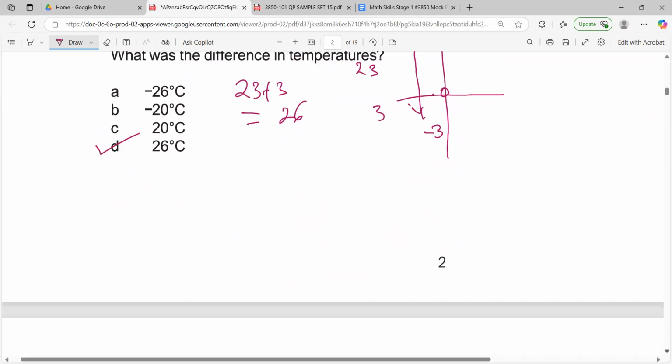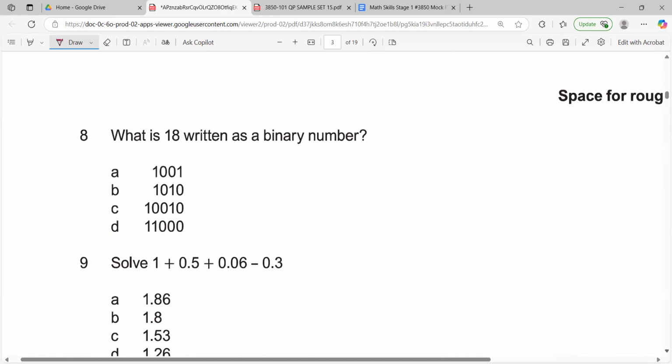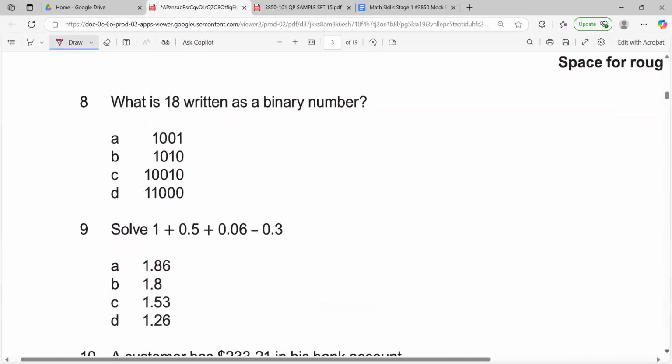Alright. Good job, bro. We've been there before. What is 18 written as a binary number? And then everybody's favorite, decimal.